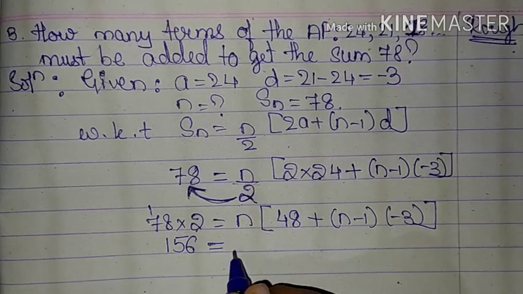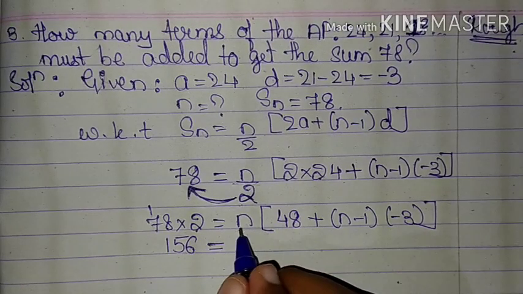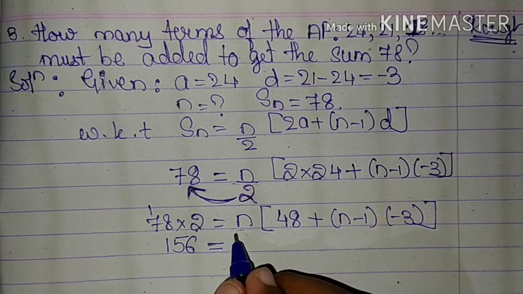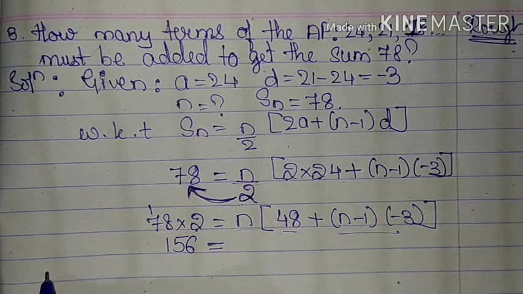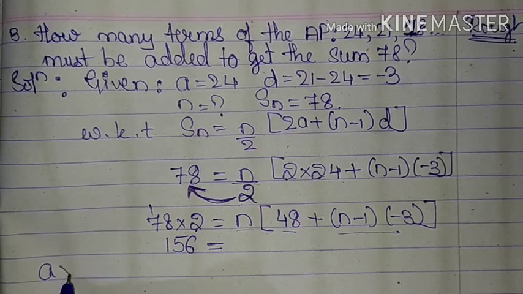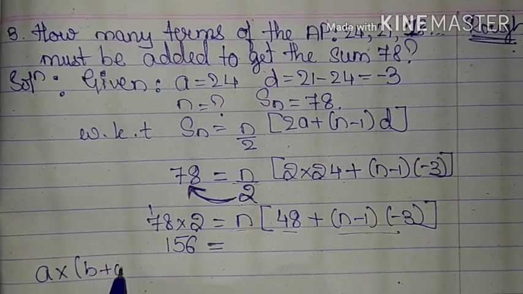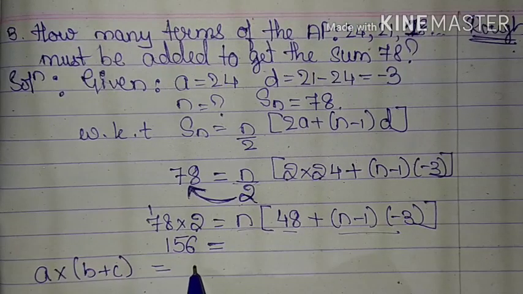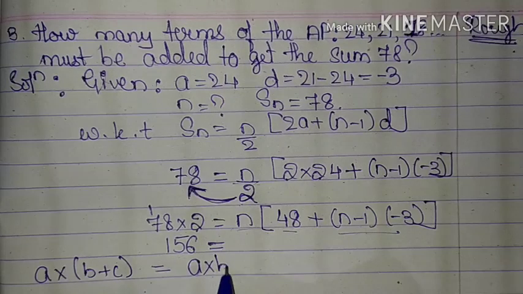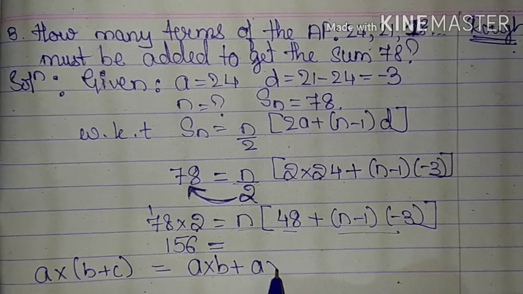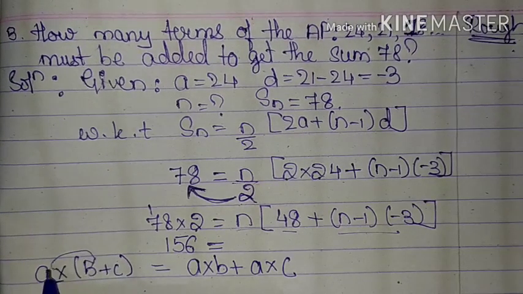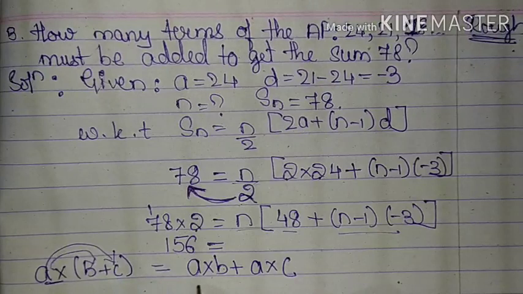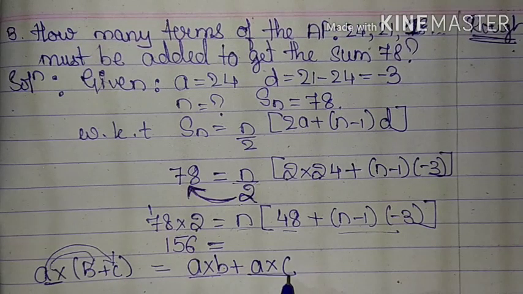156 is equal to, let's open the brackets. This is in the form of a into b plus c, so applying the distributive law. Now you know the distributive law, right? When the expression is of the form a into b plus c, the brackets are opened as a into b plus a into c. Here a is distributed among b as well as c: a into b plus a into c.